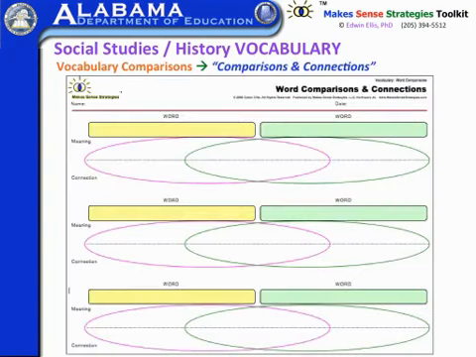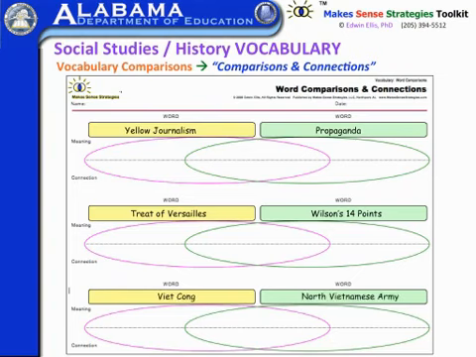Likewise, you can take those Venns and tweak them a little bit by drawing a line across the middle of them. And so you're comparing two words, like yellow journalism versus propaganda, or the Treaty of Versailles with Wilson's Fourteen Points, or the Viet Cong with the North Vietnamese Army. And then what we can do is focus on the meaning of each, but also what are the connections that you're making, like personal background connections between the two. So what are the similarities and differences of meanings, and the connections that you're making. Again, these are just causing the students to think a little more deeply and in different ways about the various terms.